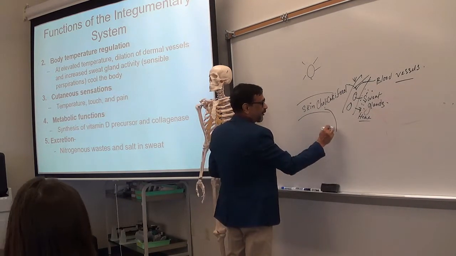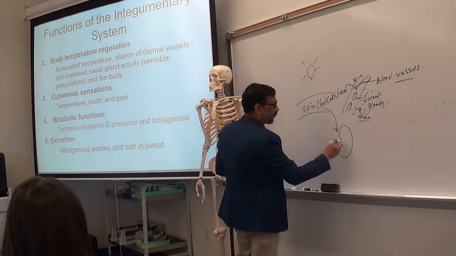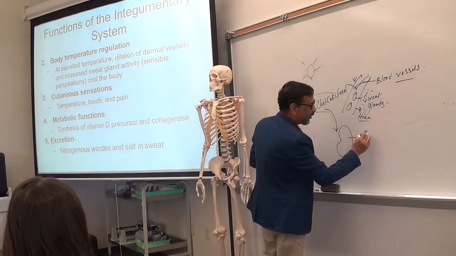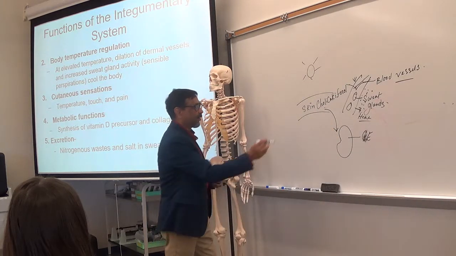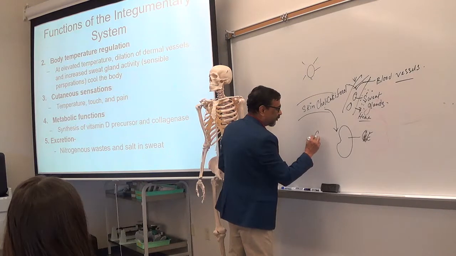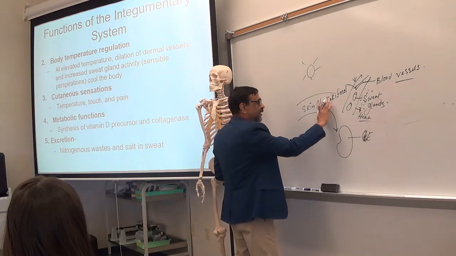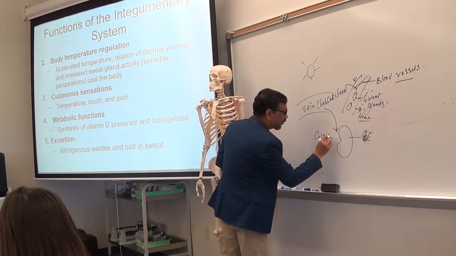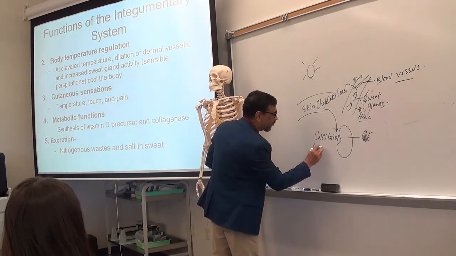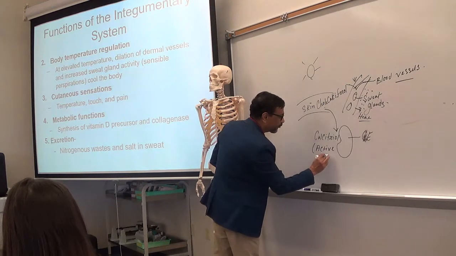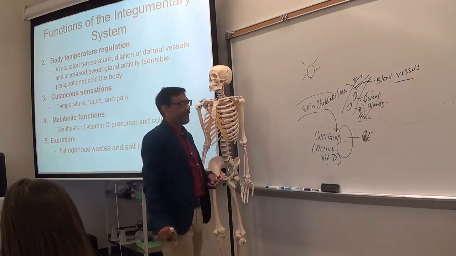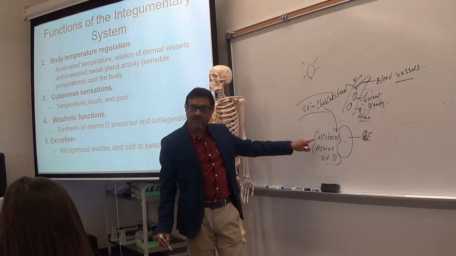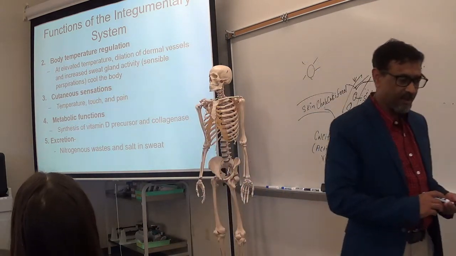Then blood takes the cholecalciferol to the kidneys, and inside the kidney you have a converting enzyme that can convert cholecalciferol to calcitriol, which is the active vitamin D. Because of the presence of the converting enzyme, cholecalciferol is converted to calcitriol, the active form of vitamin D.